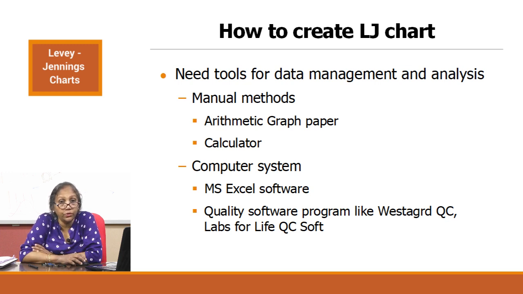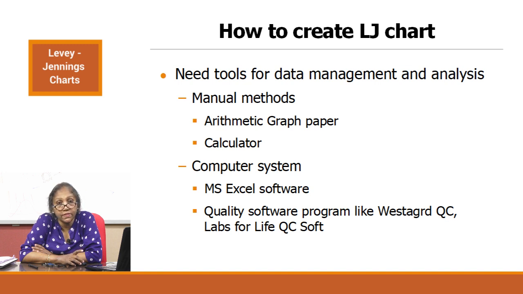And assuming you are going to do it manually, you will need your arithmetic graph paper and a calculator to calculate your mean and SDs. And if you are doing it on a computerized system with Excel software, it is very easy. We will demonstrate this to you in one of the videos subsequently. And among quality software programs, Westgard QC allows you to calculate LJs, and also the Labs for Life QC Soft is software that allows you to do it in real time.